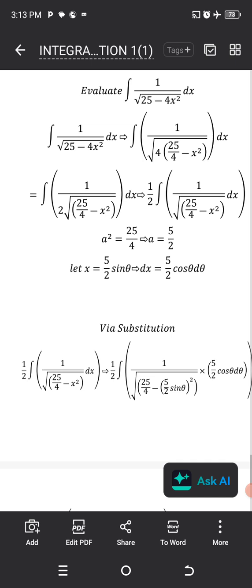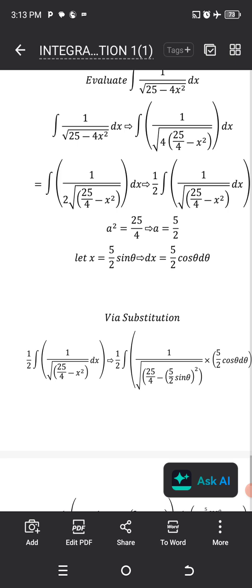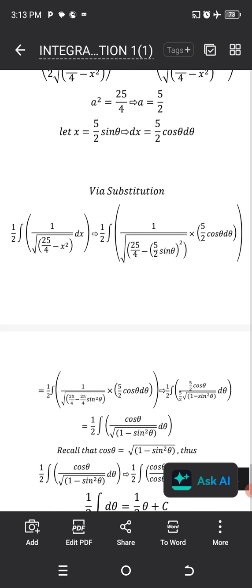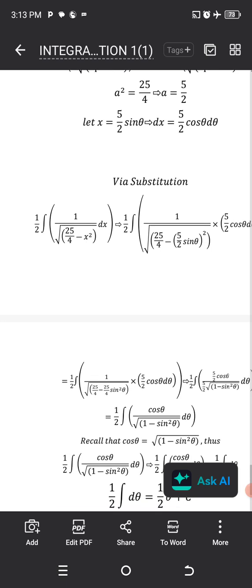So now we can deduce that our a squared is 25 over 4, making the same comparison. Which means a is 5 over 2. So let x equal 5 over 2 sin theta. Normal procedure, normal steps. We are now using step 1. So doing that, you differentiate, so dx is now 5 over 2 cos theta d theta. The next thing is substitution: substituting x with whatever has a relationship with that exact value.